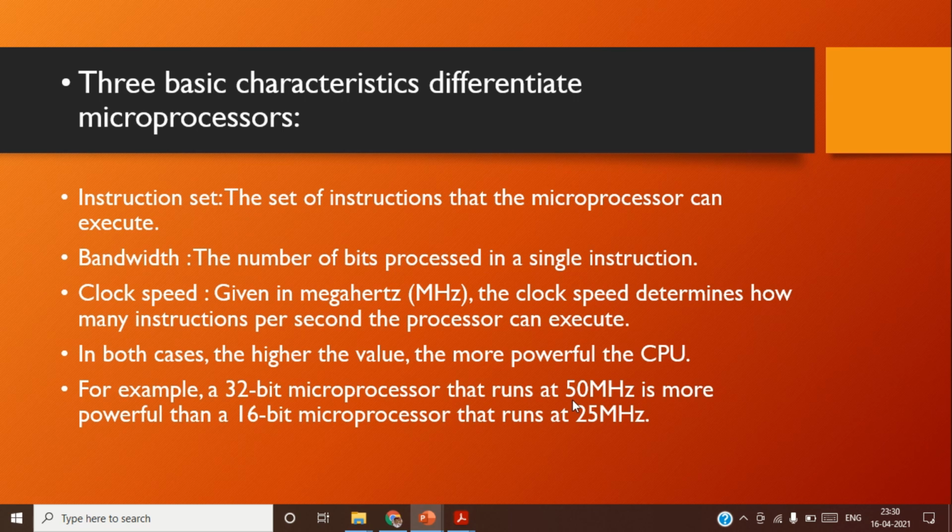of this particular microprocessor is 50 megahertz, which is far more than the other microprocessor, which is the 16-bit microprocessor, and its counterpart has only 25 megahertz of clock speed. So this is how we compare the efficiency of a microprocessor based on its instruction set, its bandwidth, and its clock speed.